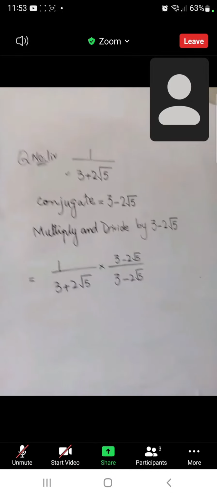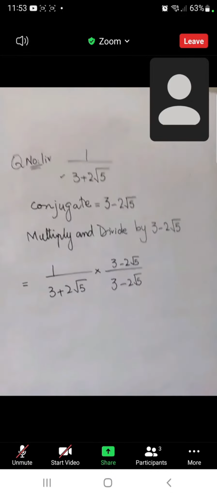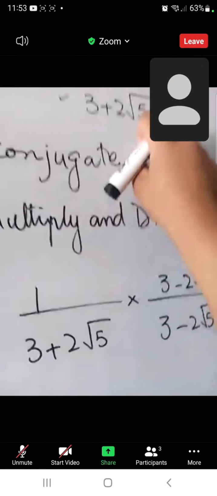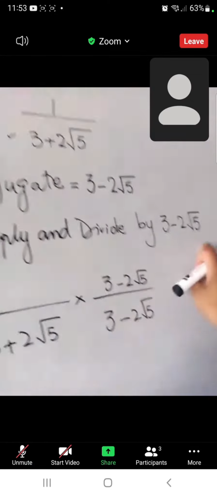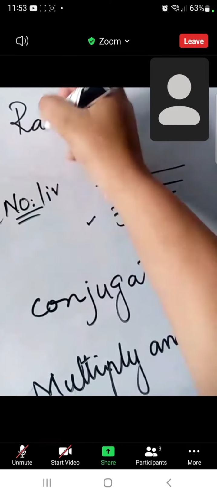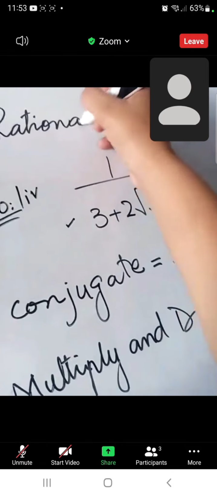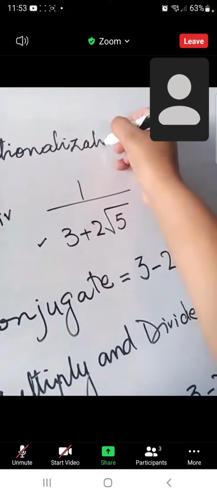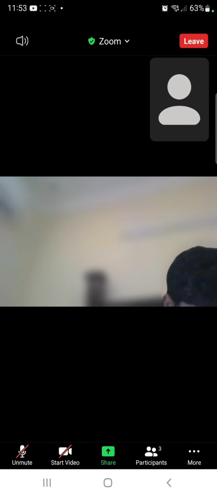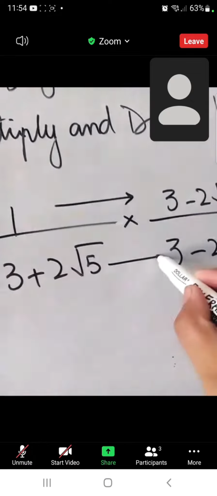Step 1 is, whatever the sign is, if it is plus or if it is minus, you will take its conjugate. If it is plus, in the conjugate it will be minus. You will just change the sign of the radical. Then secondly, you will write multiply and divide by 3 minus 2 times under root 5. This process is called rationalization. Okay, so here similarly, the numerator will be multiplied by the numerator and the denominator will be multiplied by the denominator.